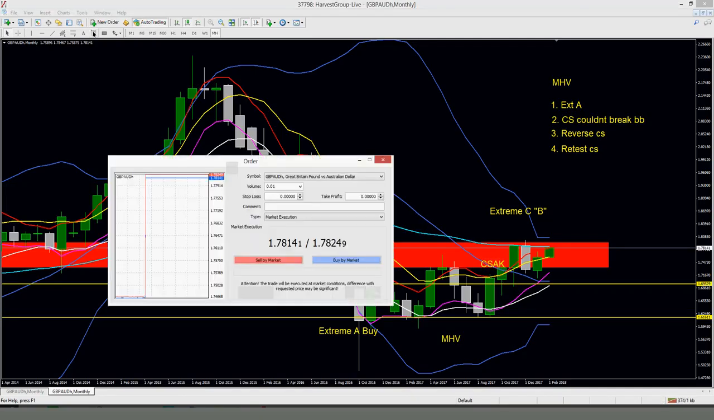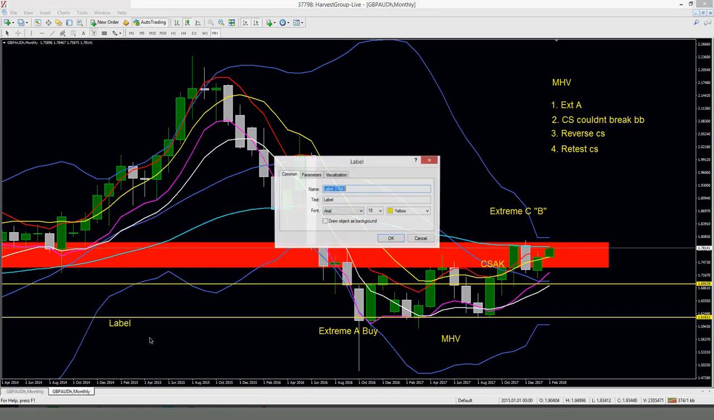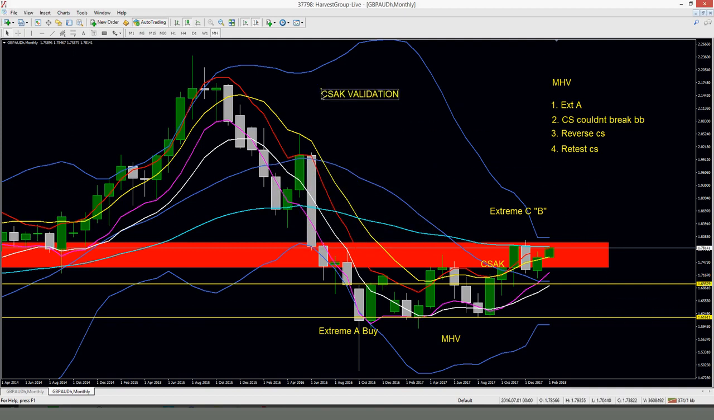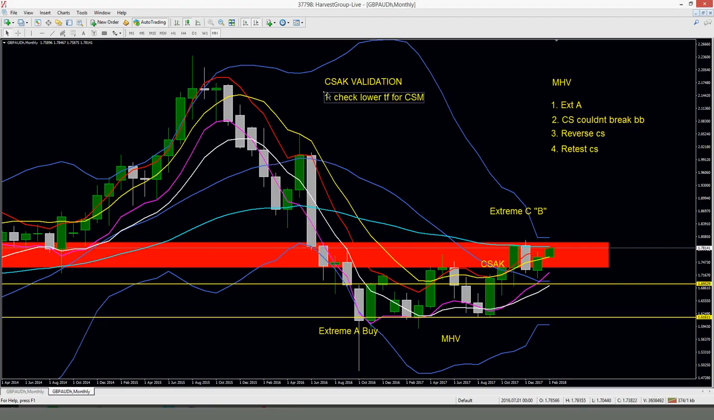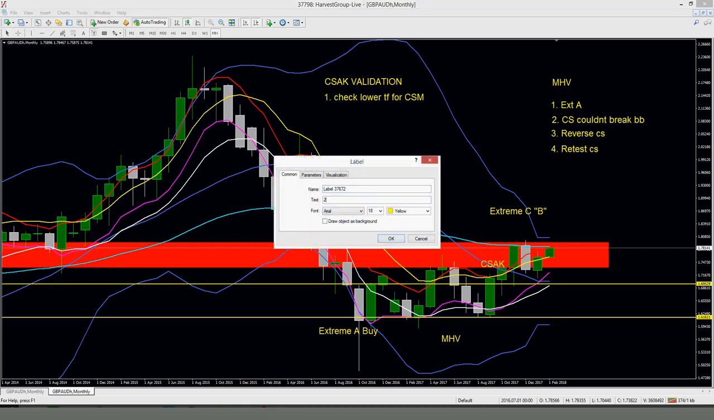the first thing that you should be looking at is, okay, let me just write it down for you. So when you have a CS Arakuko, what you need to do is, obviously, first you check the lower time frame for CSM. And then the second thing, you must make sure that the higher time frame, okay.